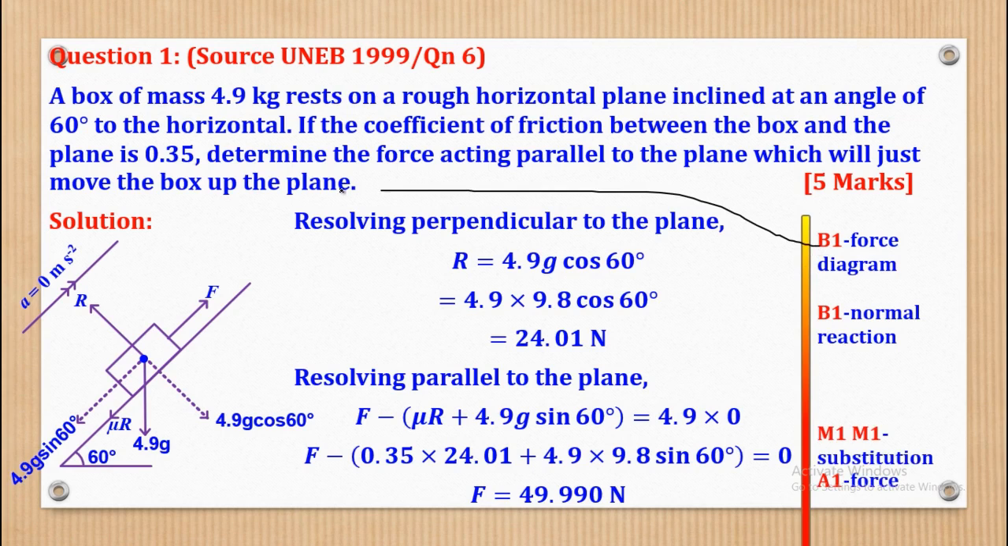B1 for the correct force diagram drawn using a ruler, B1 for normal reaction, M1 for left hand side, and another M1 for right hand side, then A1 for the force. So basically that's how the 5 marks would be awarded.